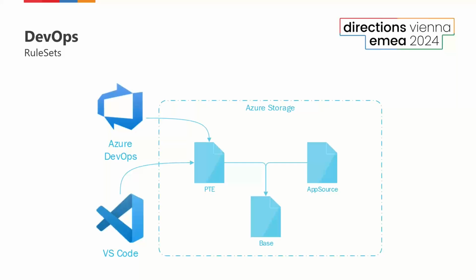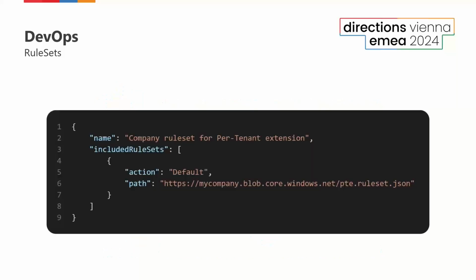And what we did is we have VS Code and DevOps look at the same file. You could quite easily have, for example, Azure as a storage, but also you could have it on GitHub or any cloud storage. And with the feature Microsoft has, the include rule sets you can use in your solution, you can point that to a URL, and that's what we did.